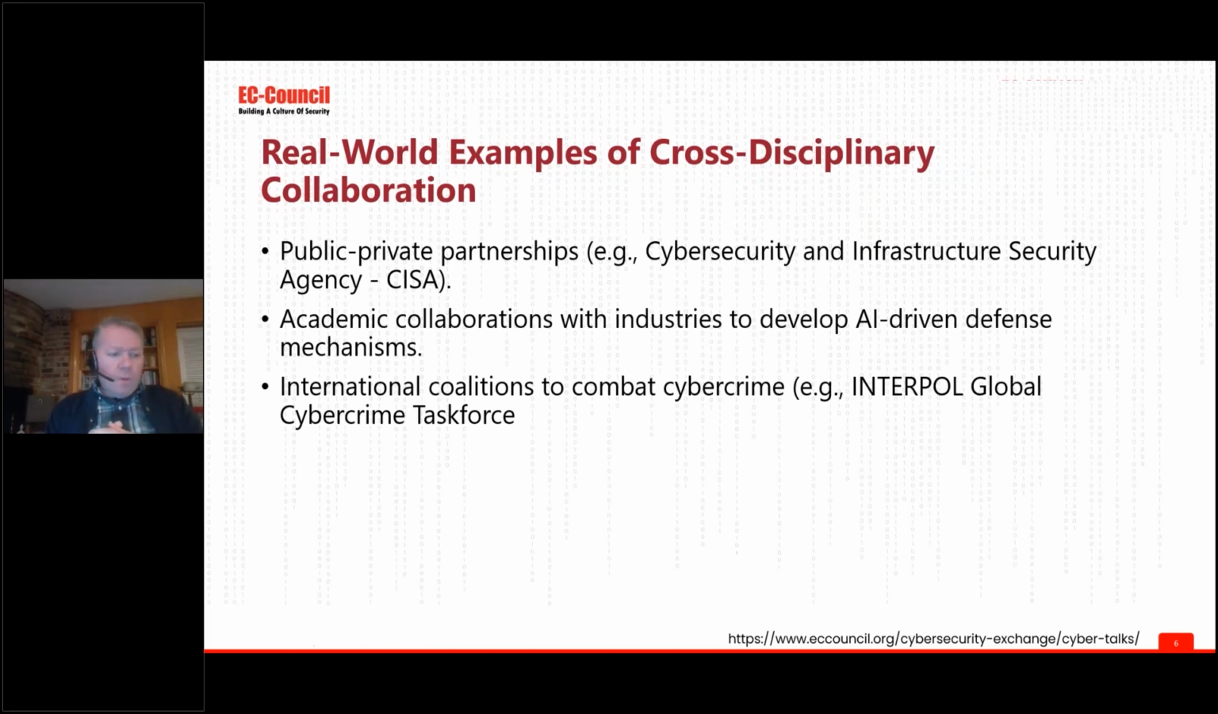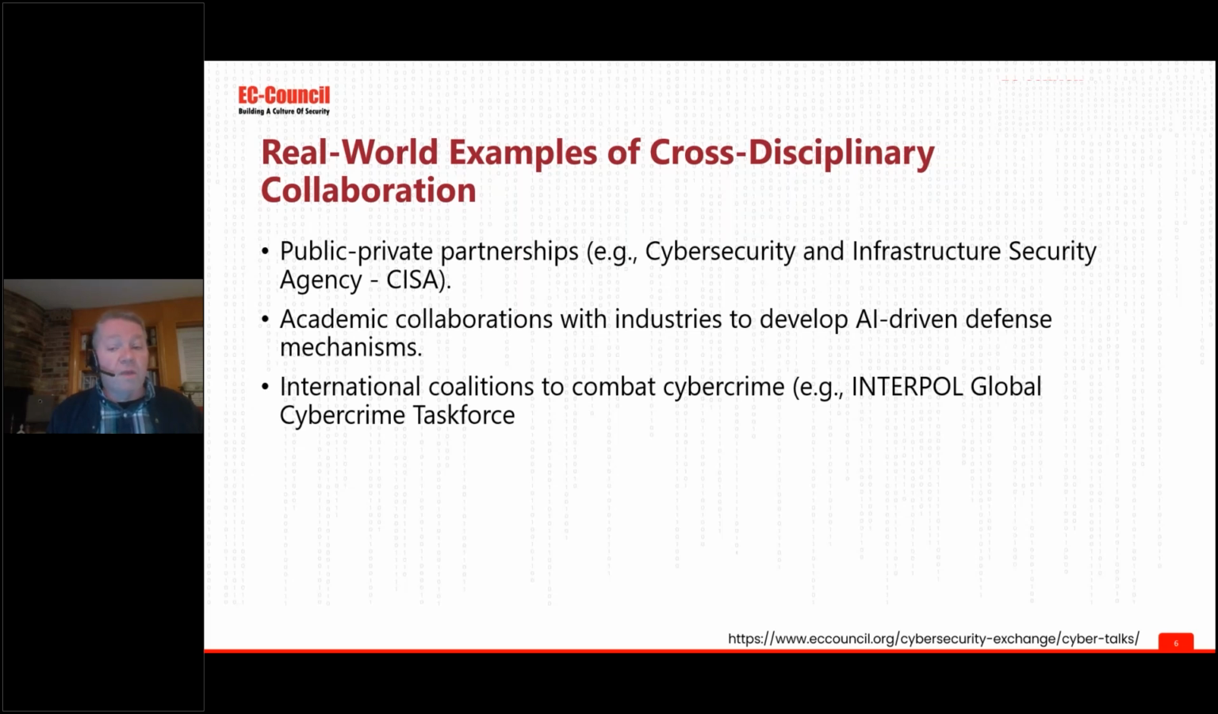So when we look at real world examples of cross-disciplinary collaboration, some of this really centers around public and private partnerships. We have an organization called CISA, and they work oftentimes with private organizations to better prepare the nation for cyber attacks. Another example is that in the US, the FBI, the Federal Bureau of Investigation, and the private sector work together through an organization called InfraGard. That allows us to share information between the federal government and private industry, because they're learning from their mistakes. They haven't learned everything yet, but they're learning.